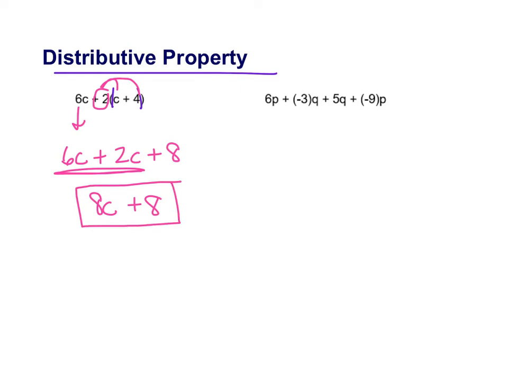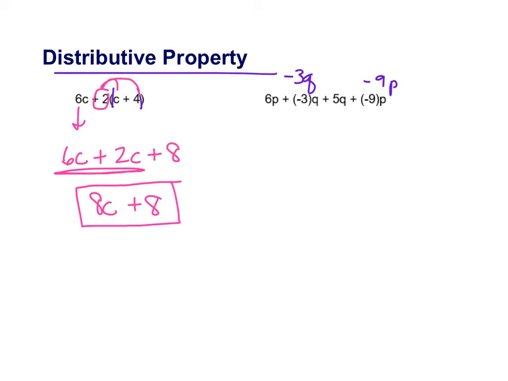Alright, this next one looks a little tricky. Well, no, it doesn't look tricky, but it just looks different. You do have parentheses, but if you notice, the parentheses don't have something in front for you to distribute. There's nothing in front to distribute. So on this one, just keep in mind that this -3 times q is just a -3q, right? You know that. -9 times p is a -9p. So we're going to work on combining our like terms.